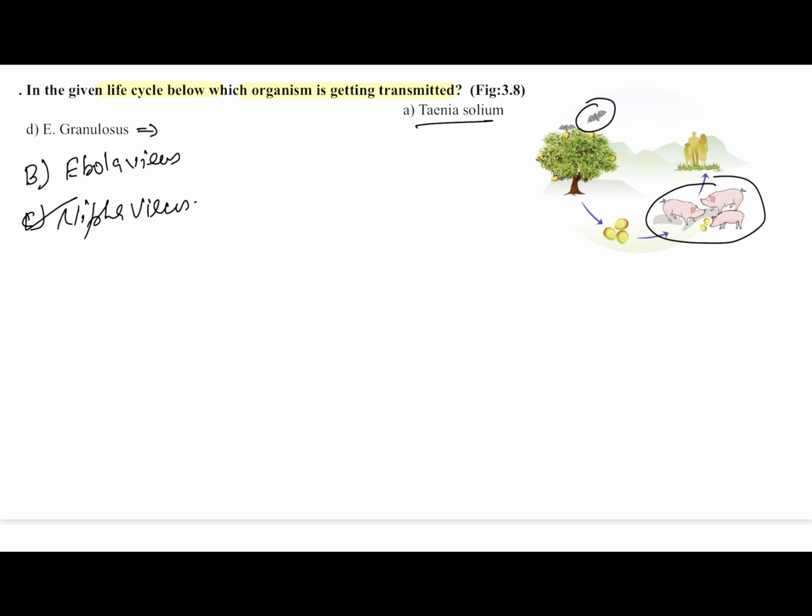Why not Echinococcus granulosus? Because it has the dog as intermediate host. Why not Taenia solium? Taenia solium, yes, it is transmitted by pig, but it has no role of bat. If you eat raw pork, then you will get infected with Taenia solium. Taenia saginata is because of beef, or I can say eating raw cow meat. The most probable answer here is Nipah virus.